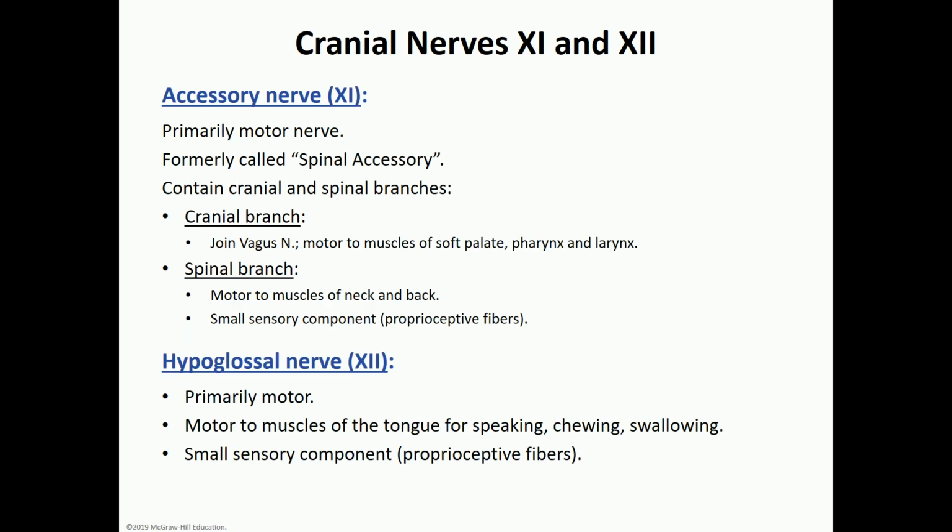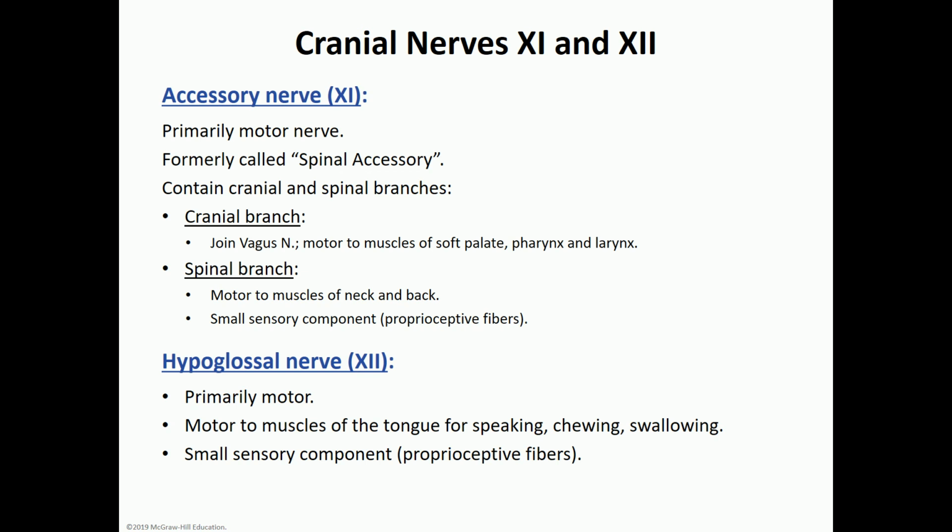Cranial nerve number 11, or the accessory nerve, is also known as the spinal accessory because it gets a little twig from the spine. And the accessory nerve innervates some muscles of the shoulder.